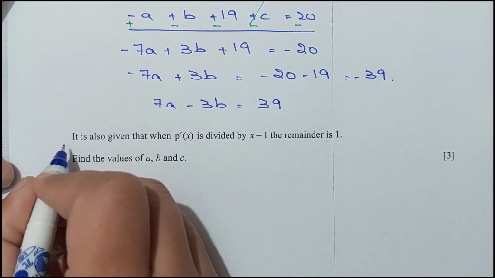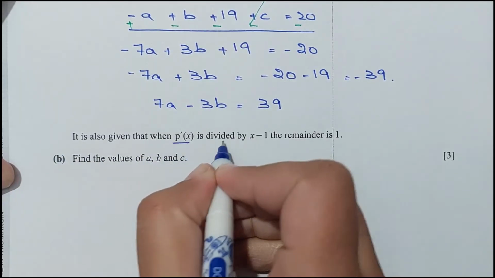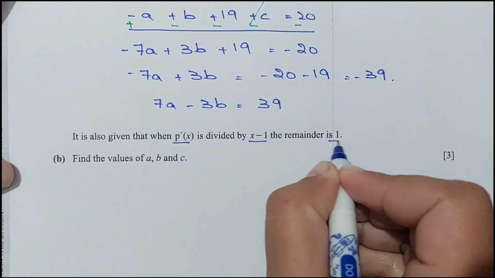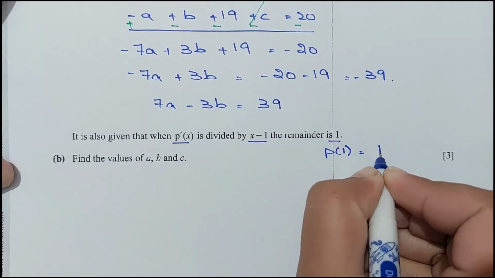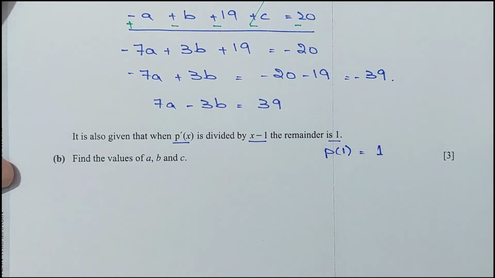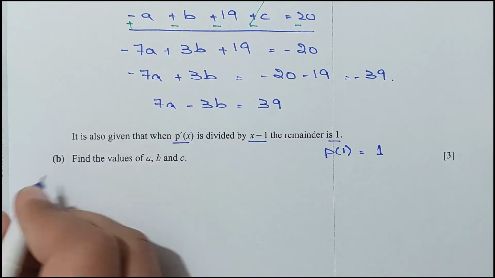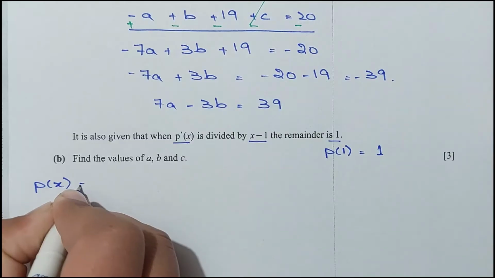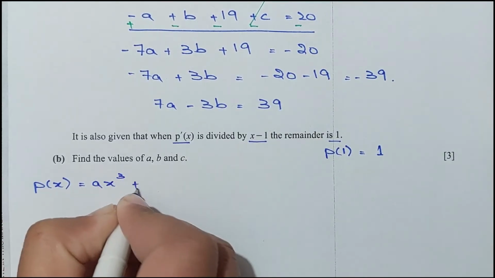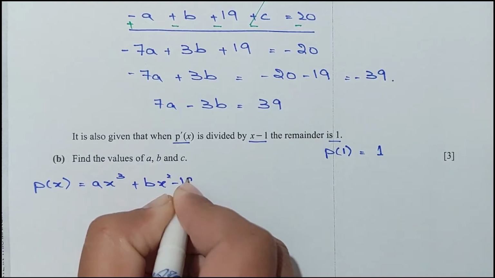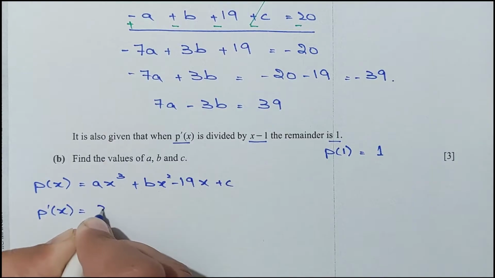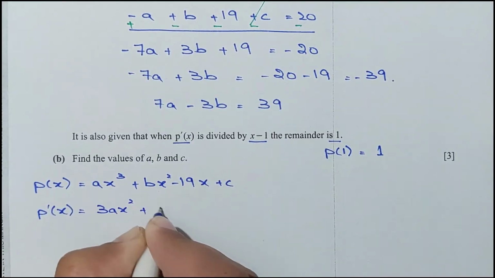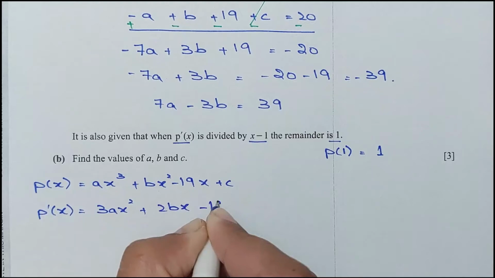Now for the second part, it is also given that when p prime of x is divided by x plus 1, the remainder is 1. Find the values of a, b and c. So first take p prime of x. P of x we have been given is ax cube plus bx square minus 19x plus c. What is p prime of x? 3ax square plus 2bx and minus 19.